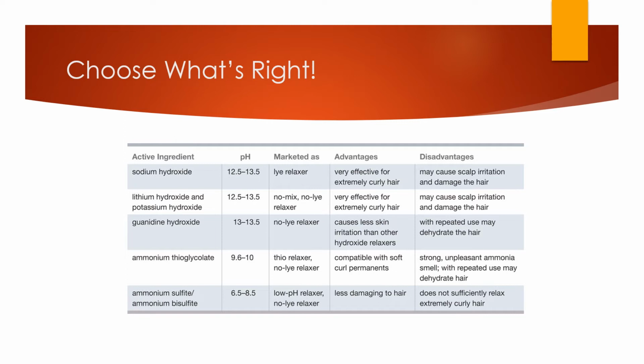Disadvantages are a strong, unpleasant ammonia smell. With repeated use, it may dehydrate the hair. Ammonium sulfite, ammonium bisulfite, has a pH of 6.5 to 8.5. This is a low pH relaxer, no lye relaxer. The advantage is less damage to the hair. The disadvantage is that it does not sufficiently relax extremely curly hair.